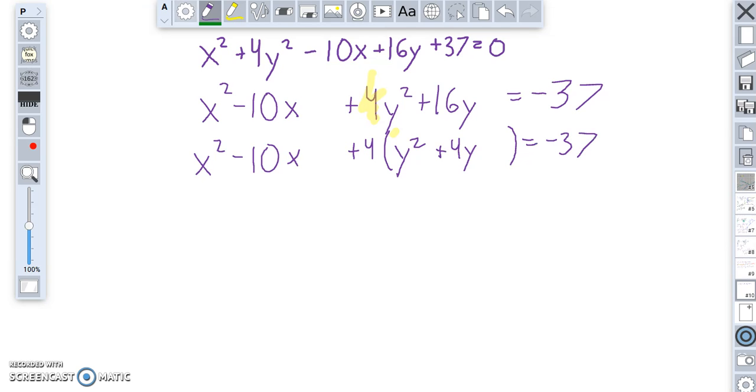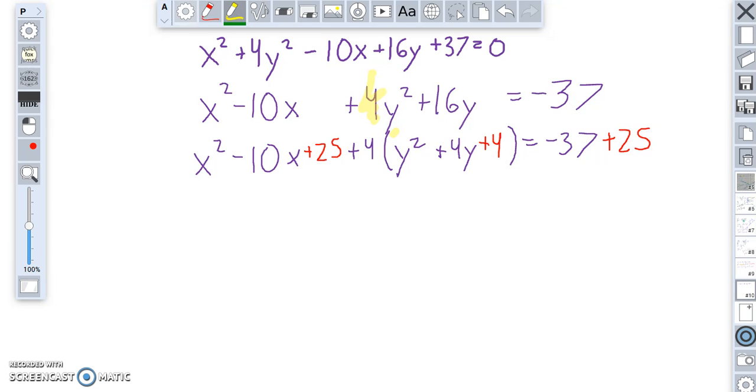Now I can add in my magic numbers. Half of negative 10 is negative 5. I square that, I get positive 25. I add that to both sides. I added 25 on the left, so I also have to add it on the right. Here with the y's, 4y, half of 4 is 2, square that, I get 4. 4 is my magic number.